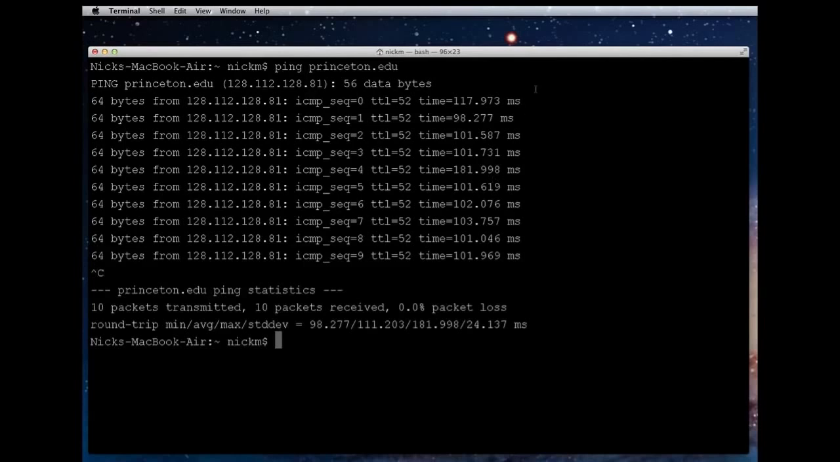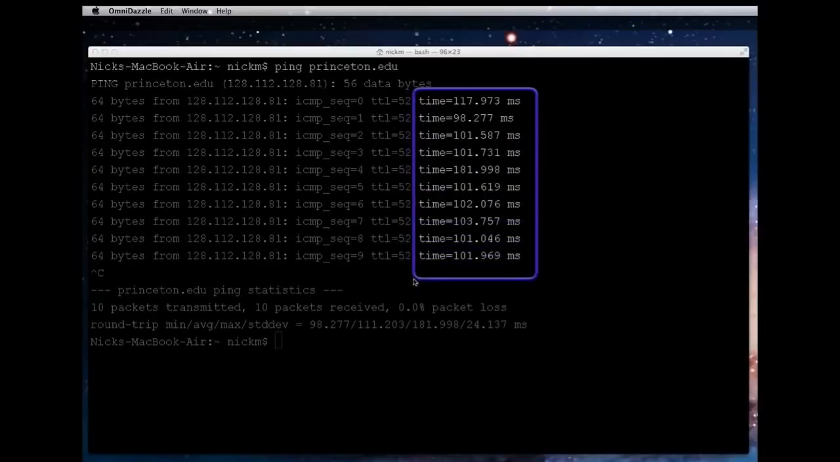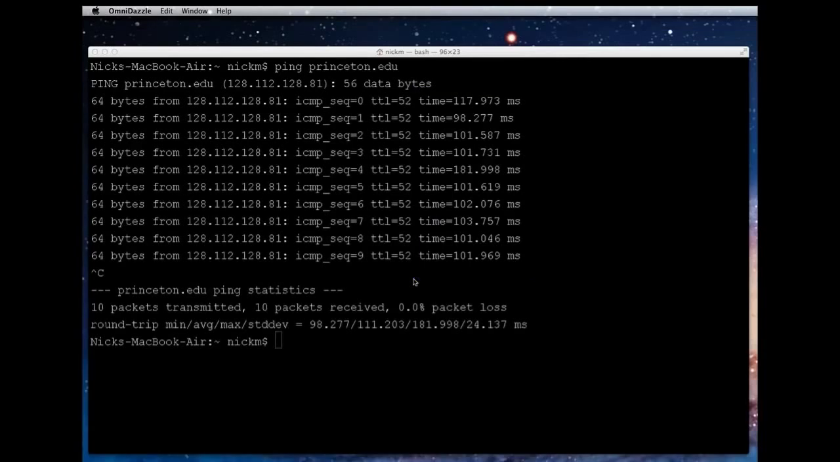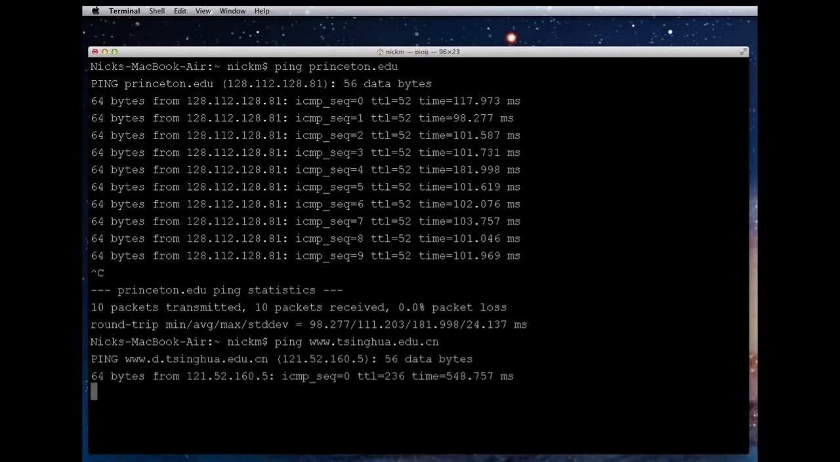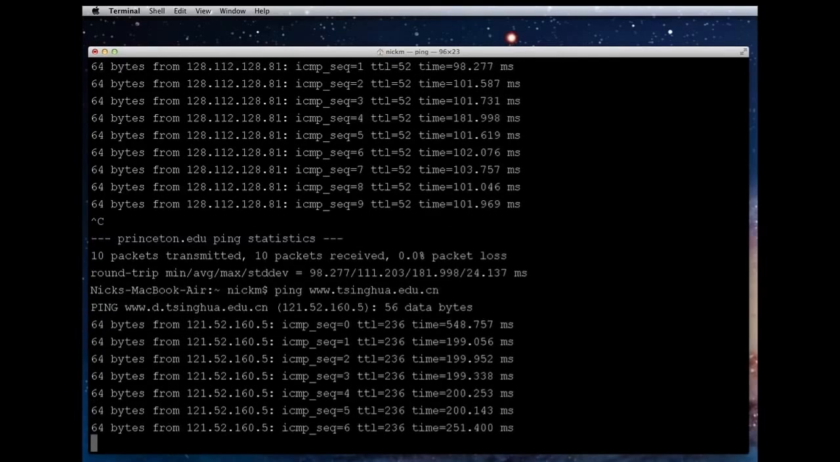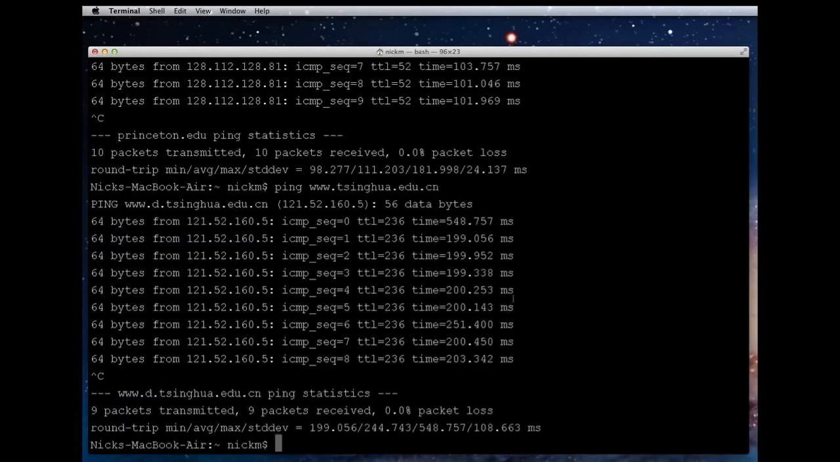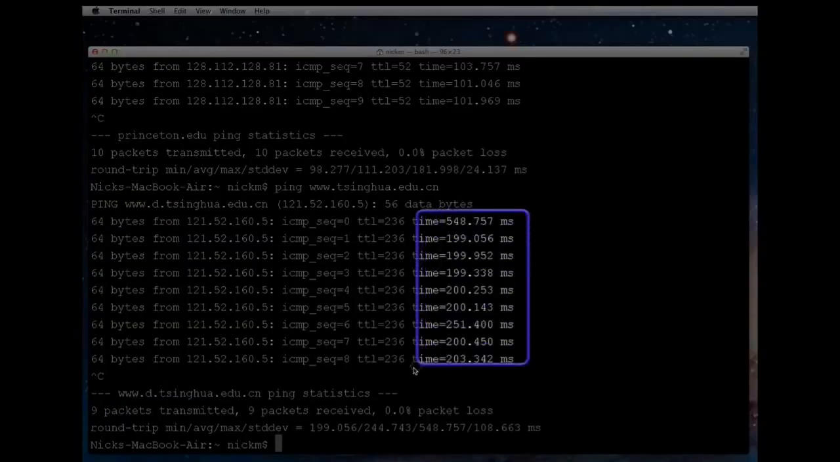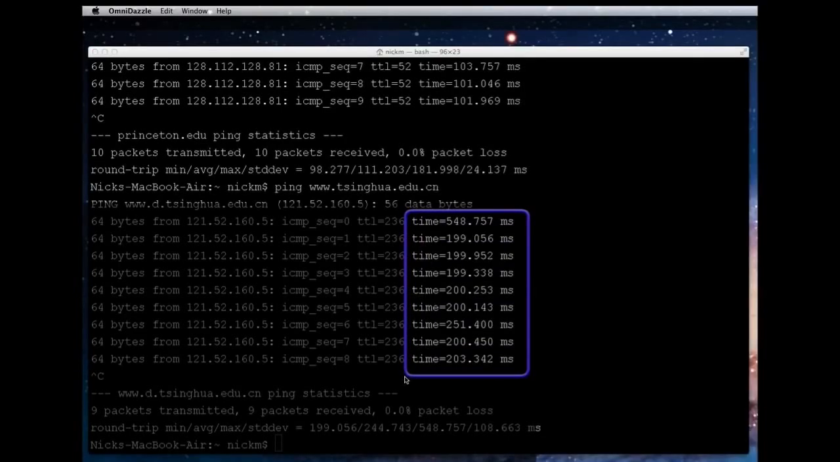So let's see if I can highlight these. If you see them like here, these are the times of the packets to go there and back again. Those numbers are about 100 milliseconds, corresponding to the time that it takes for a packet to go there and back, or the round trip time. Let's see how that compares if I ping Tsinghua University in Beijing in China. That's a lot further away, about 10,000 kilometers, or about 6,000 miles. And you can see that the ping times are much greater. If I highlight those, we can see more like 200 milliseconds.